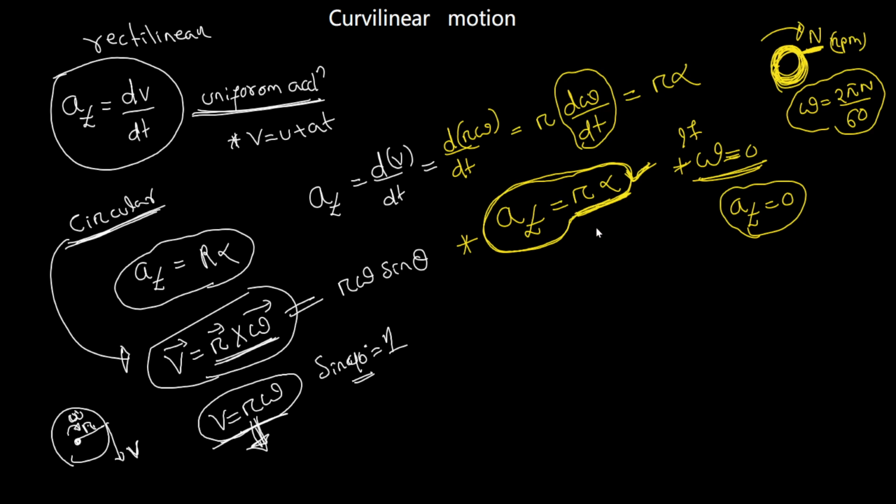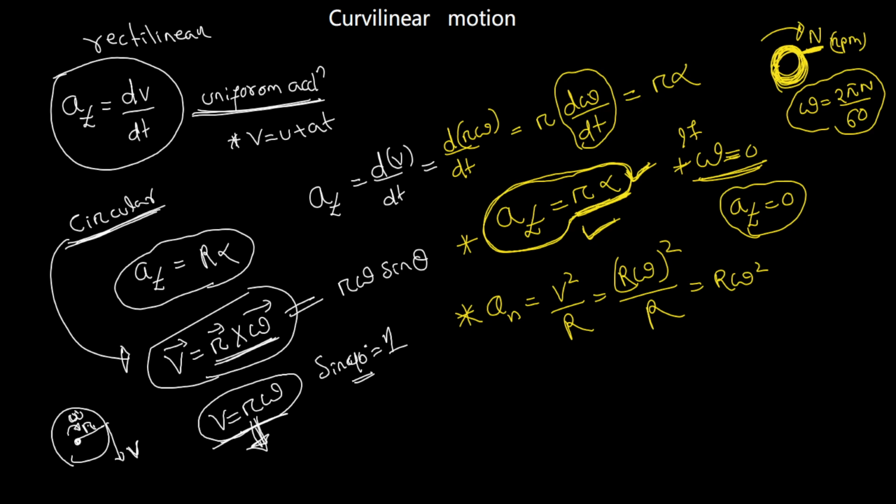Now we got the value of tangential acceleration, and we know its direction: it is collinear to the velocity vector. Now we'll derive the an value. The an value is v square by r. You can write v is equal to r omega, so r omega square divided by r will be nothing but r omega square.